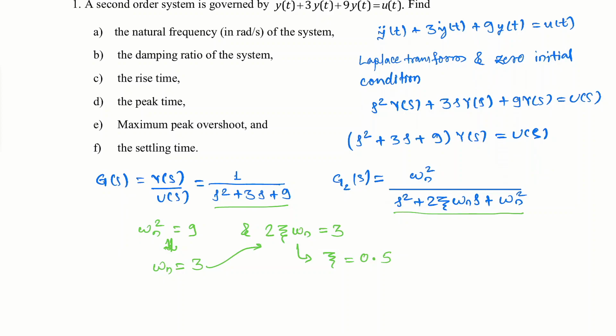So since zeta is less than 1, this implies the given system is an underdamped system.